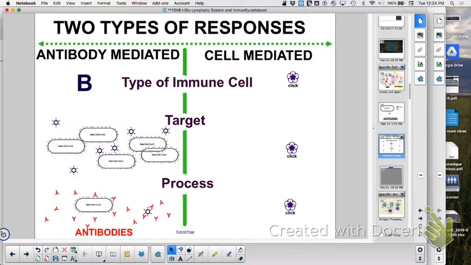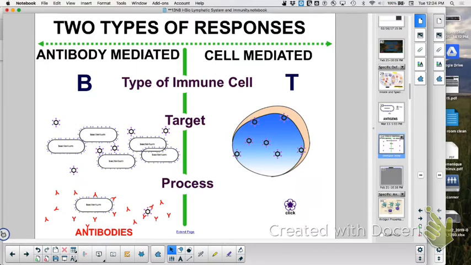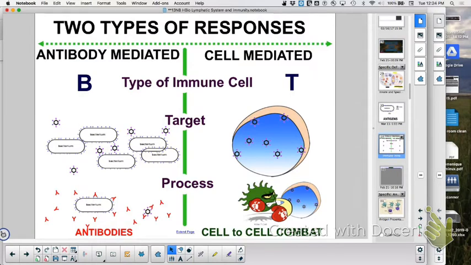T cells are different. Their target is your own body cells that are infected with this virus or bacterium. Your own infected cells will display it on an MHC1, and you know you're done. Exactly. And when it displays it, another T cell will come along and do cell-to-cell combat.